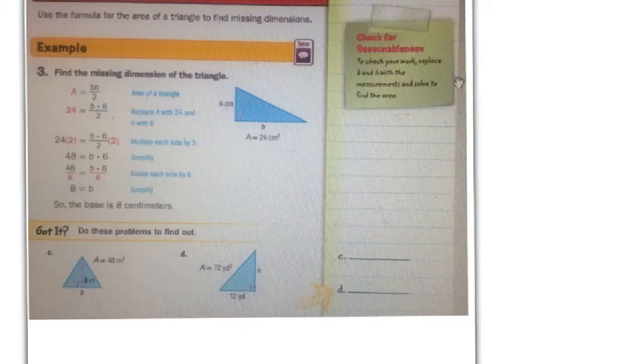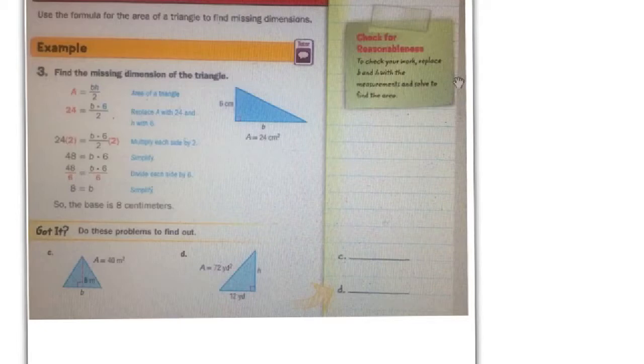Use the formula for the area of a triangle to find missing dimensions. This is going to be very similar to what we did when we solved for missing measures in the area of a parallelogram. So find the missing dimension of the triangle. If you are given the area, which we are here, 24 centimeters squared, and then we are given the height, which is 6, we are missing the base. So our area equals base times height over 2. So 24 equals something times 6 divided by 2.